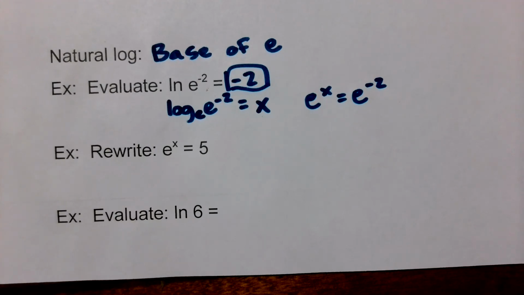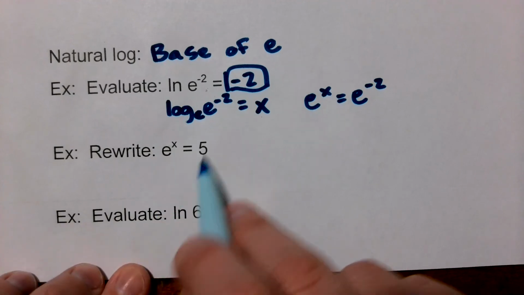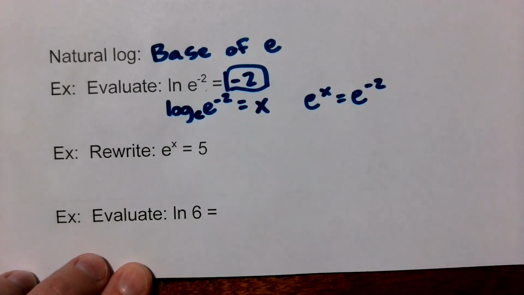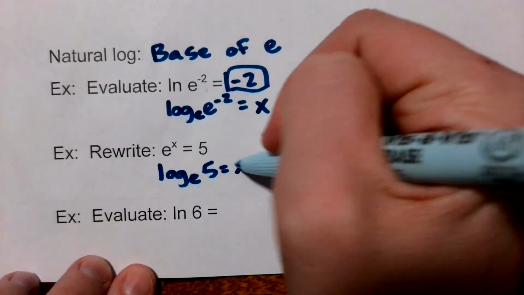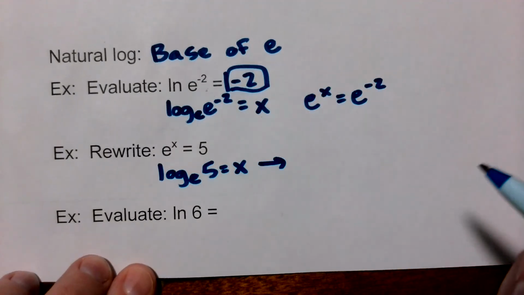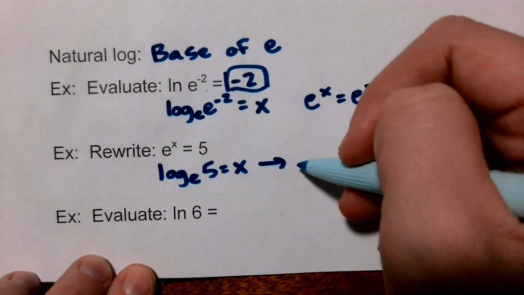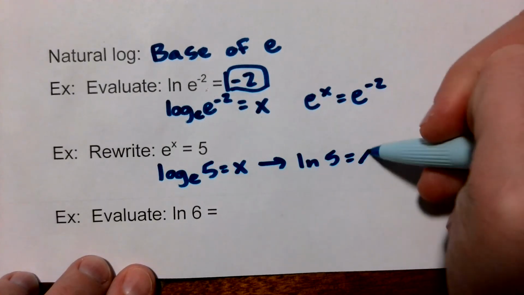A little redundant. We could have something like this where we're rewriting e to the x equals 5, and just knowing that whenever I rewrite it as a log, if I end up with log base e, that this actually means natural log. So log base e of 5 equaling x is the same as the natural log of 5 equals x.